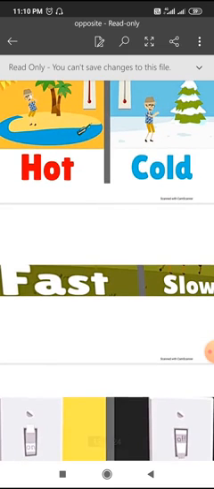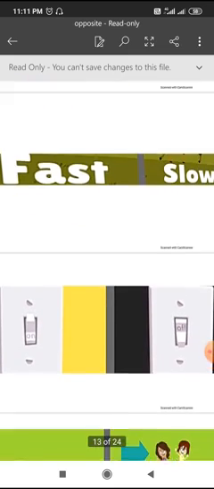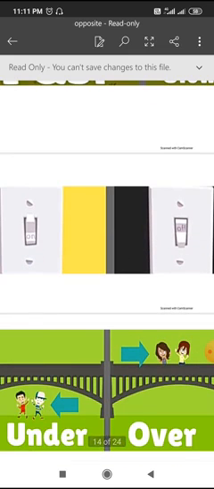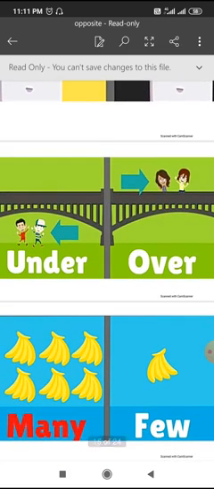Fast and slow. Fast is the opposite of slow and slow is the opposite of fast. On and off. On, off, or we can say off, on. Under, over. Under is the opposite of over and over is the opposite of under.